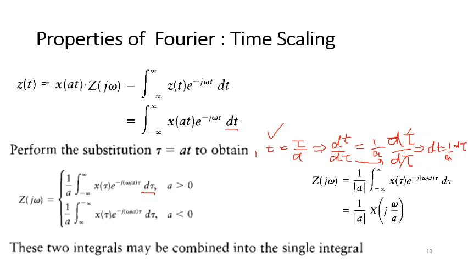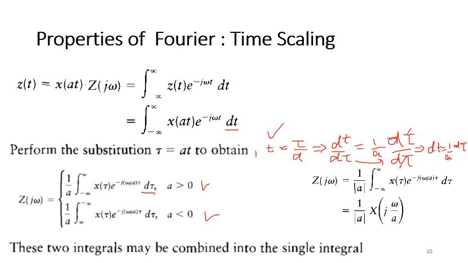So you understand, for time scaling we have two scenarios for the scaling factor. If a is greater than 0, there is no reflection involved, and if a is smaller than 0, it is negative, so you are scaling as well as reflecting the signal. In that case, we have 1 by a, and we have integration from infinity up to minus infinity. So we have two expressions, depending on whether a is greater than 0 or less than 0.